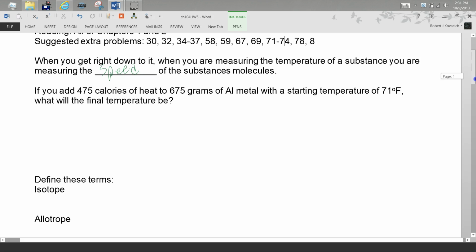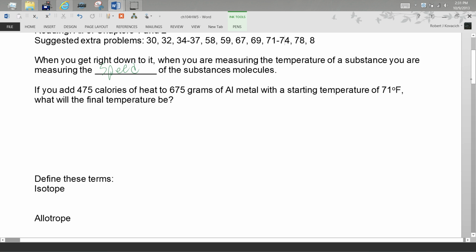Okay. What do we got here? You had 475 and 675, and it's aluminum, and a starting temperature of, what's the final temperature? Why is this one kind of a pain? Because you have to convert the Fahrenheit to Celsius. We can't do the problem with Fahrenheit because the specific heat value is in degrees Celsius, right? So it's 71 degrees Fahrenheit. About what Celsius-ishness should we get? 22? 20 is real close to 20, right?